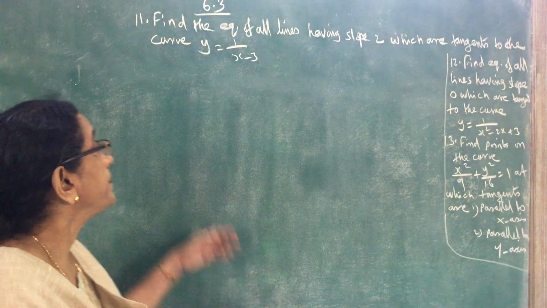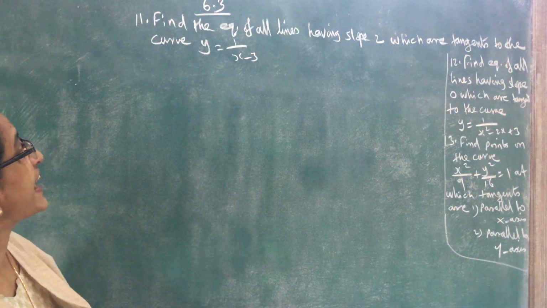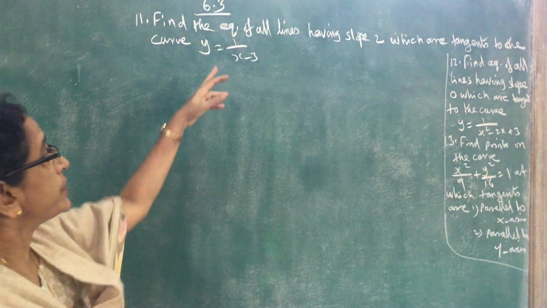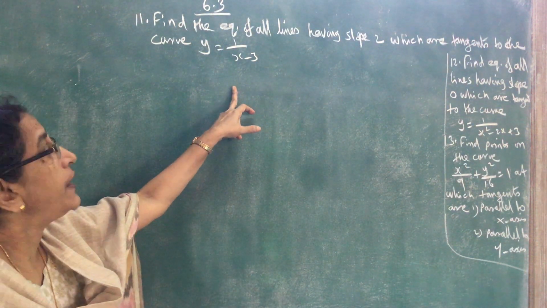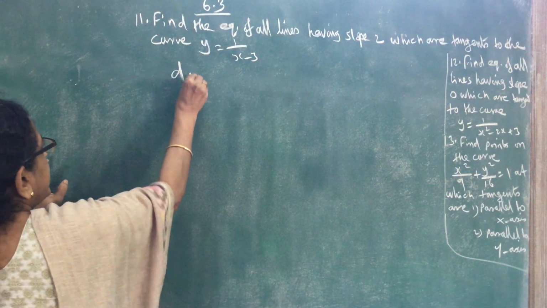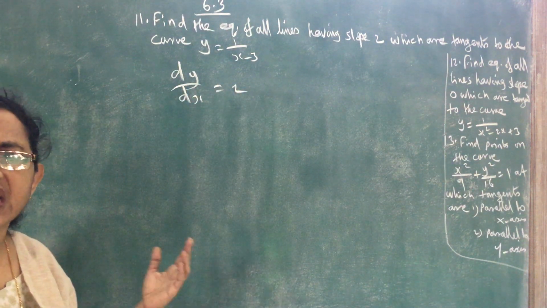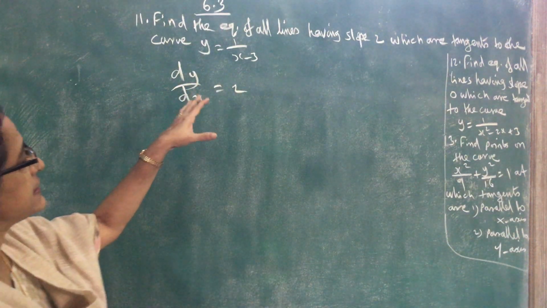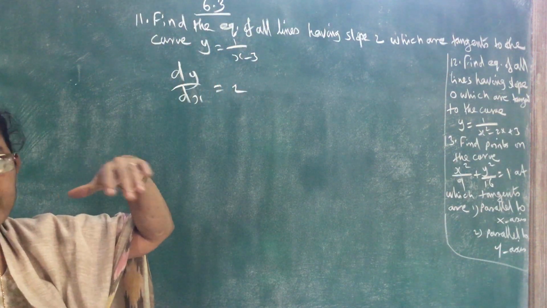6.3, 11th one. Find the equation of all lines having slope 2 which are tangents to the curve. So lines having slope 2 and which are tangents to the curve. That means slope of the tangent equals 2, so dy by dx is equal to 2. Slope of the tangent is 2 means dy by dx equals 2. Then we have to find such lines, we have to find the equation of those lines.